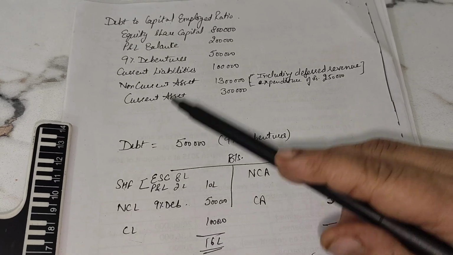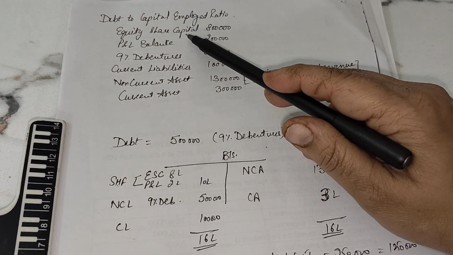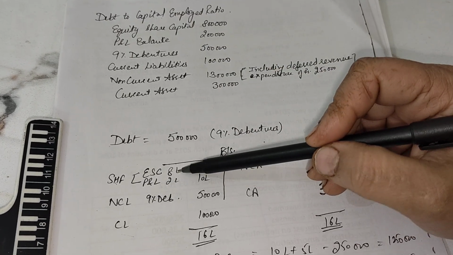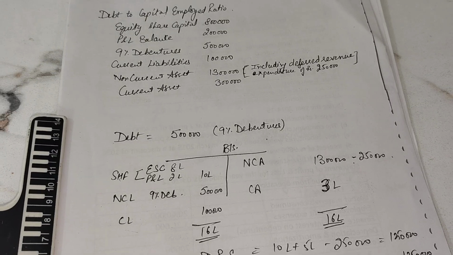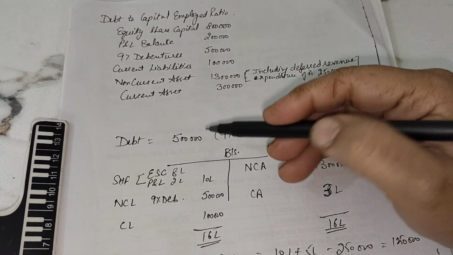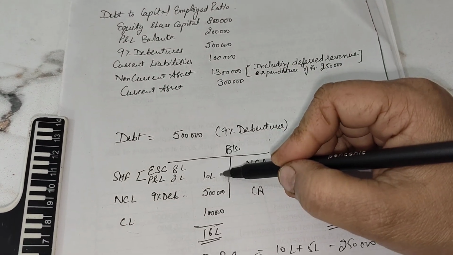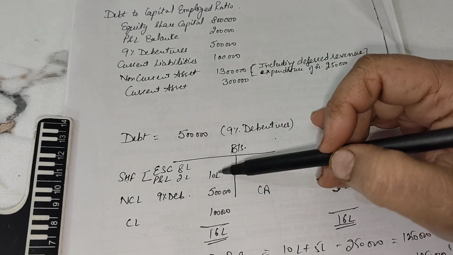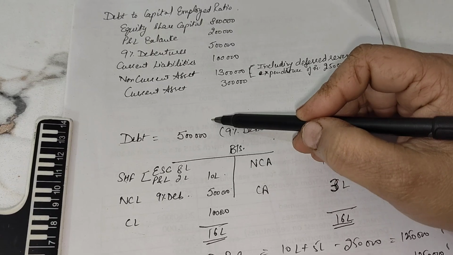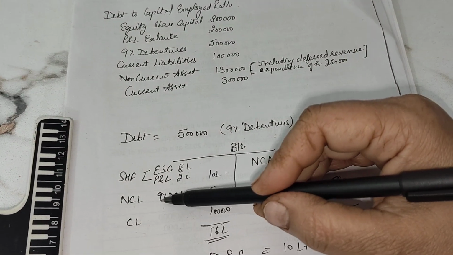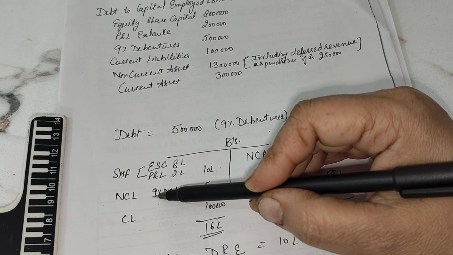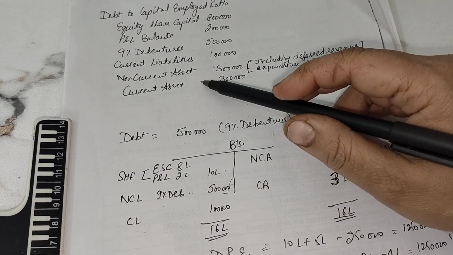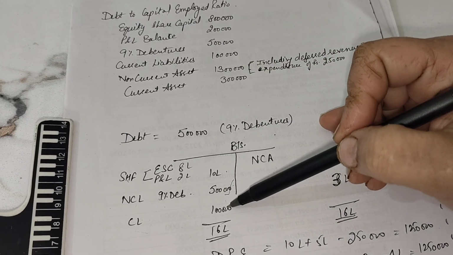For the shareholder funds, we are provided in the question equity share capital and profit and loss account. So equity share capital was 8 lakh, profit and loss account was 2 lakh. So the total sum we got for the shareholder funds is 10 lakh. Then NCL, for that we were provided 9% debentures, that is 5 lakh, that is our debt also. This 9% denotes its interest rate, so we will take only the value, not the interest, right? Now current liabilities were 1 lakh, which we portrayed here.